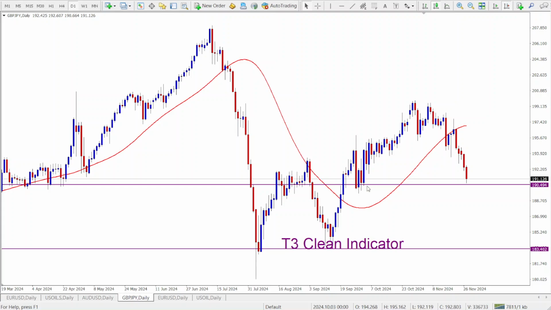But just make sure you get your confirmations right before exiting your trades. And make sure you always observe a good risk to reward ratio.